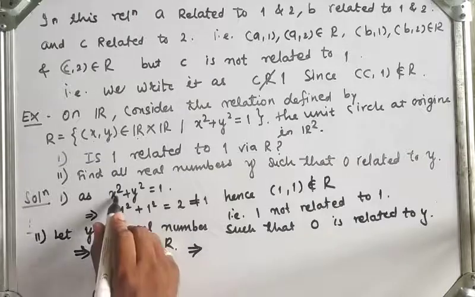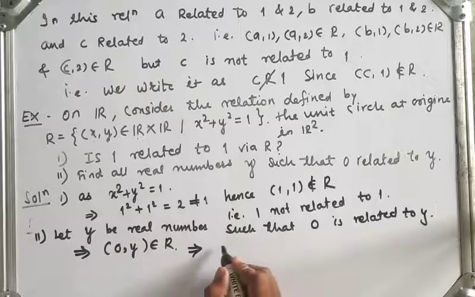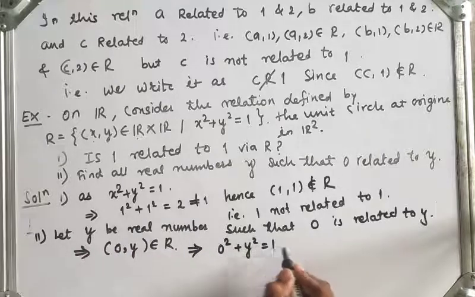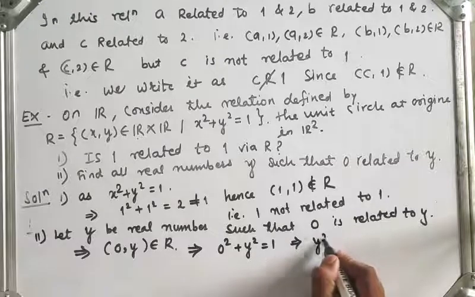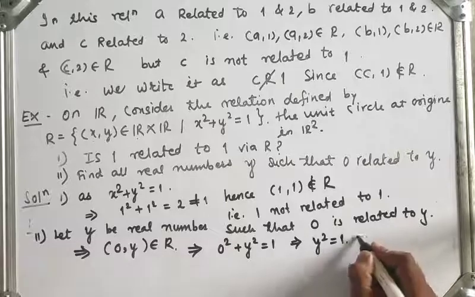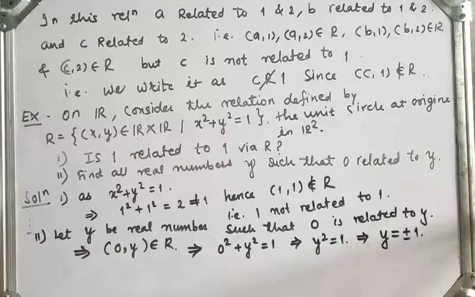So what is the equation? x square plus y square is equal to 1. Replacing x by 0 in this equation, you get 0 square plus y square is equal to 1, which implies that y square is equal to 1. What are the values which satisfy this equation? Plus 1 and minus 1. So y is equal to plus or minus 1.